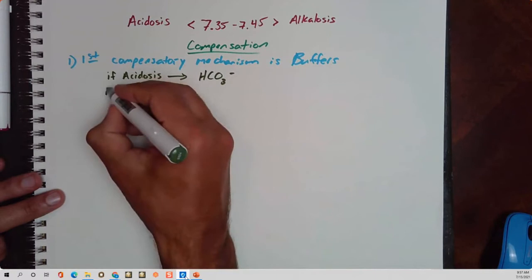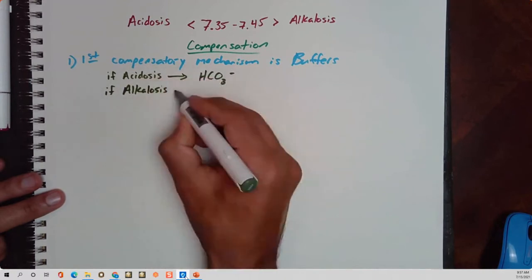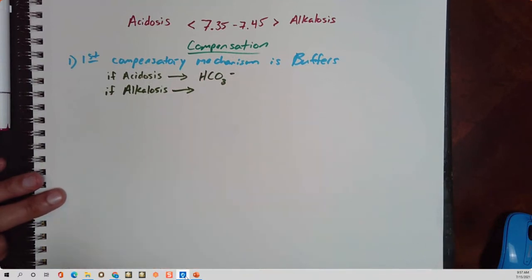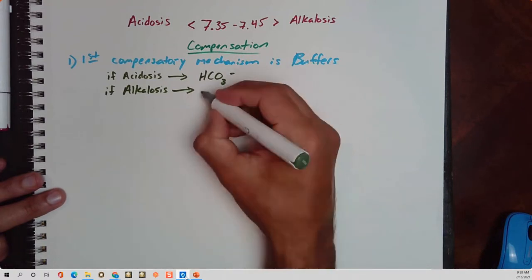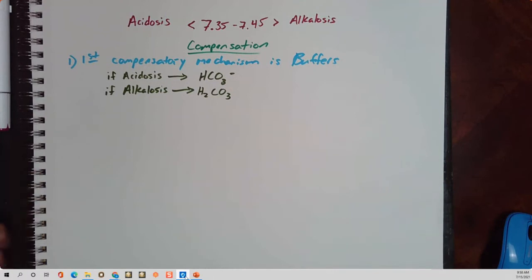What about if we have alkalosis? Now, what buffer is trying to do its job? Again, these aren't the only buffers. They're just the primary buffers, and they're the only ones that I'm going to test you guys on. Okay, now we got carbonic acid.